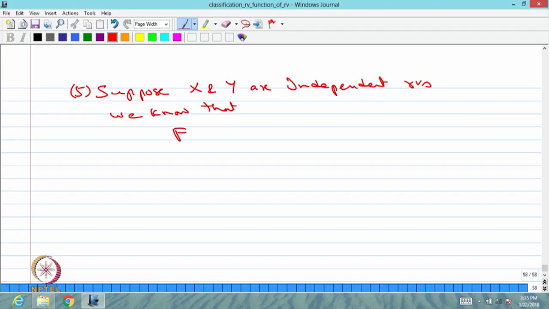The next result, result number 5: suppose the random variables x and y are independent. We know that the joint CDF is the same as the product of the two CDFs. If they are discrete type random variables, then the joint probability mass function is the same as the product of the probability mass functions. If they are continuous type random variables, then the joint probability density function is the same as the product of the probability density functions of x and y.